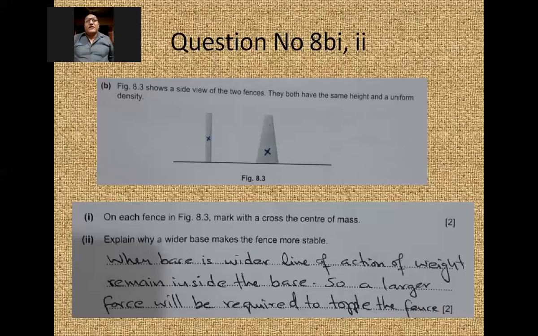Okay. The words we used are: when the base is wider, the line of action of the weight remains inside the base. So a larger force will be required to topple the fence. If a small amount of force is applied, the body will tilt a little bit, but it will not totally topple. It will come back. So it makes the body more stable.